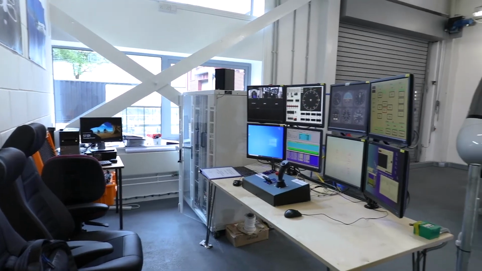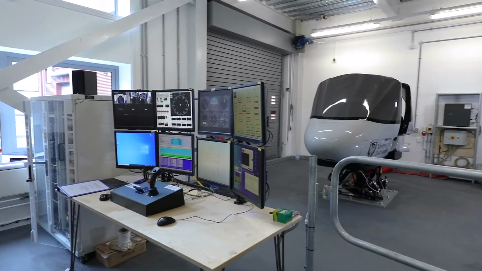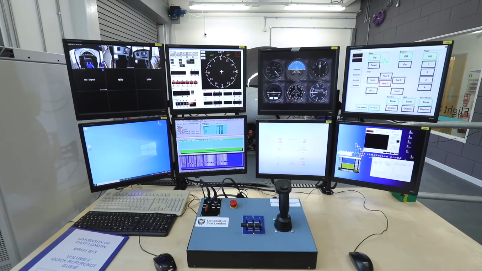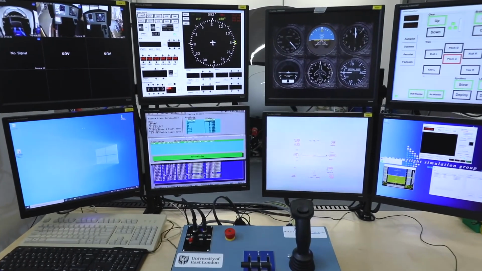This is our state-of-the-art computer simulation facility for flight design and flight simulation, where students can design their own flights, on aircraft according to the configuration. They can put their data into the computer there. Then they can simulate and see whether the flight can fly in the air.